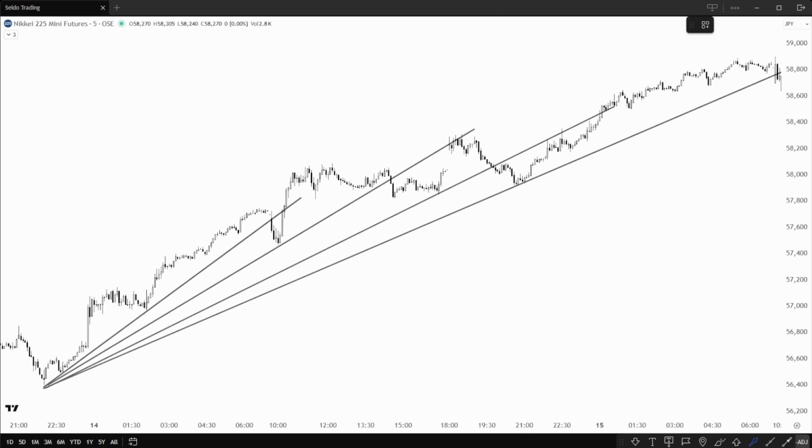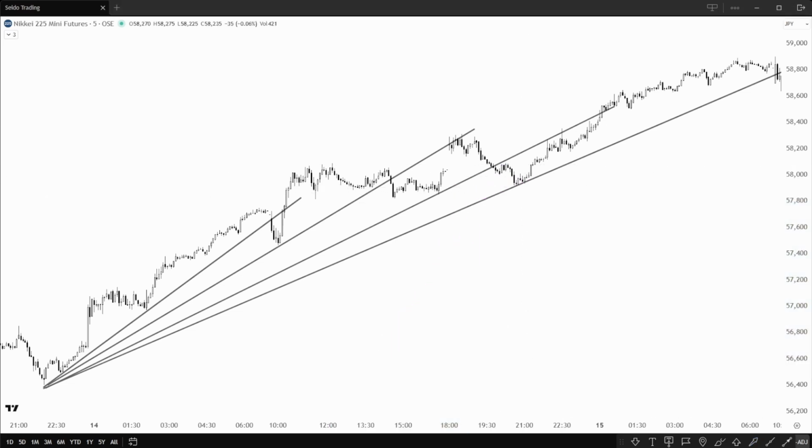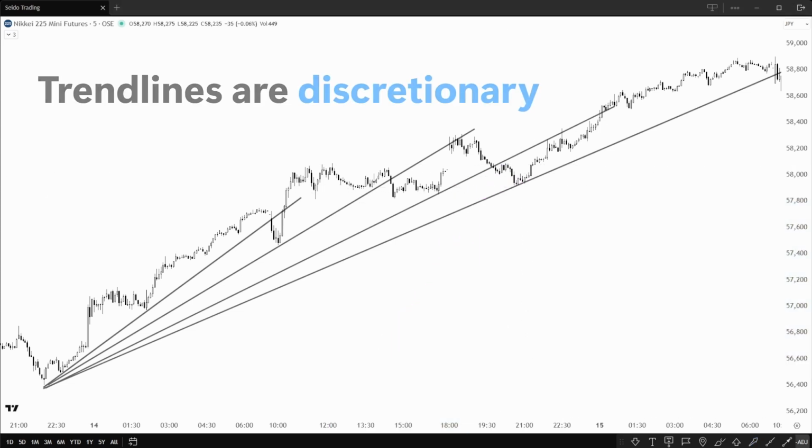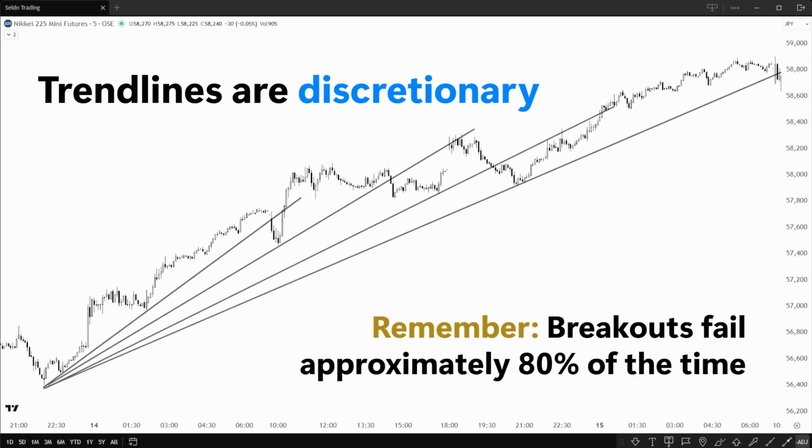The key takeaway is that even though we got trend breaks here, here, again in here, all through here, is that they're very discretionary. It relies heavily on you being able to recognize the overall context of what's happening in the market and being able to recognize that a breakout of a trend line isn't necessarily a failure of the trend.